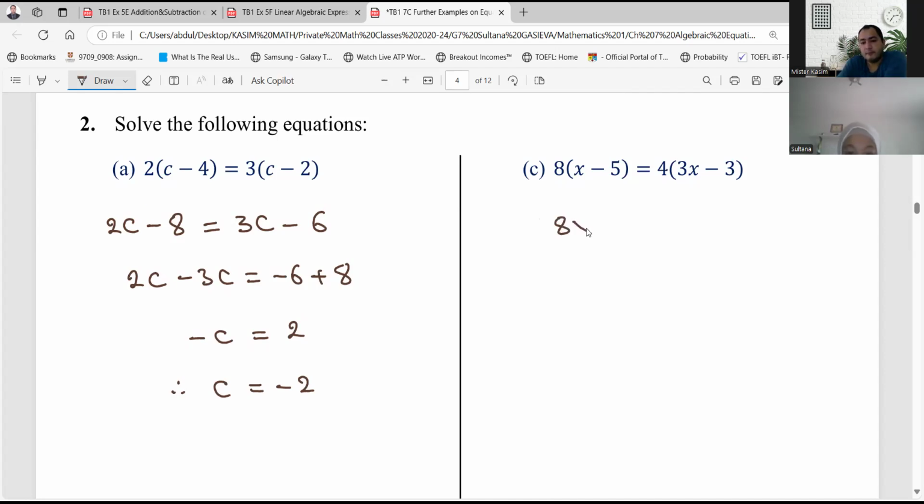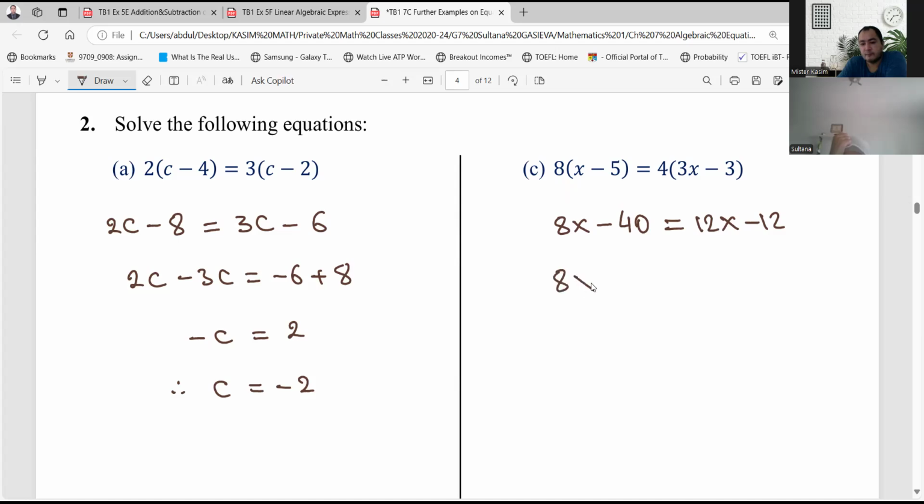8 times x minus 5 times 8, minus 40, don't make that mistake. 8 times x, 8 times 5, right? Distribute it properly. Minus 40 equals 12x minus 12. Yes. Next step. Next line.